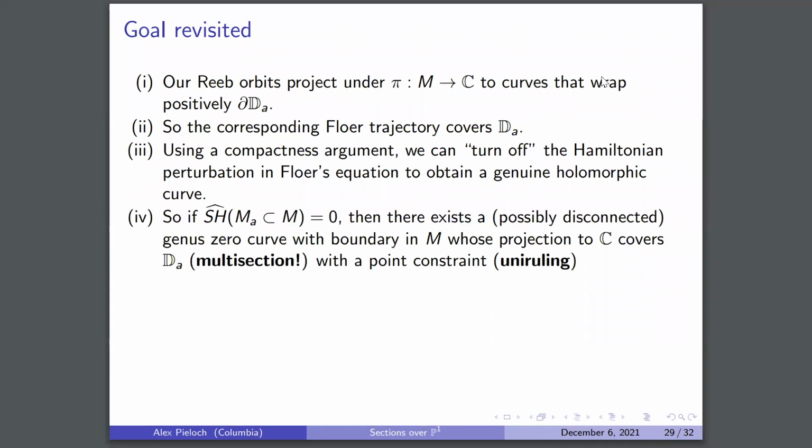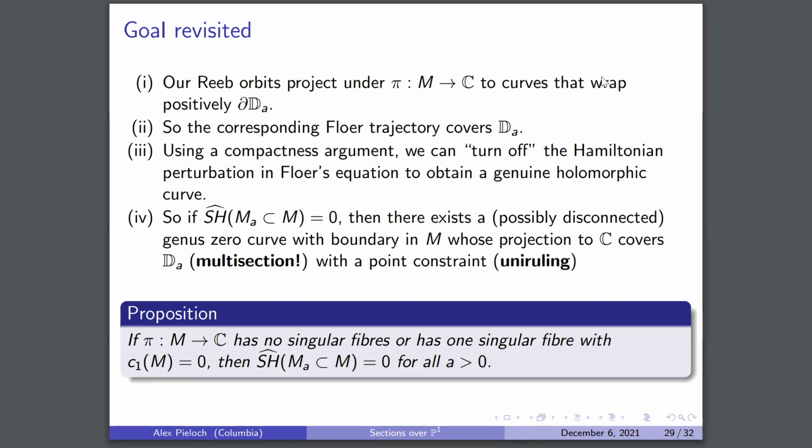Okay, so what's the upshot of this? If local symplectic cohomology vanishes, then we essentially get a disconnected curve with boundary, such that one piece is giving us a point constraint or a uniruling, and the other piece is giving us our desired holomorphic multi-section over the disk. So the final thing I need to tell you is why local symplectic cohomology vanishes. And in this case, then you'll be happy. You'll know how to get your disks.